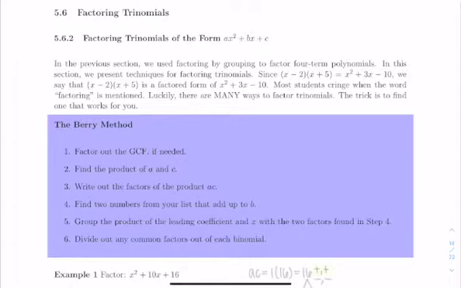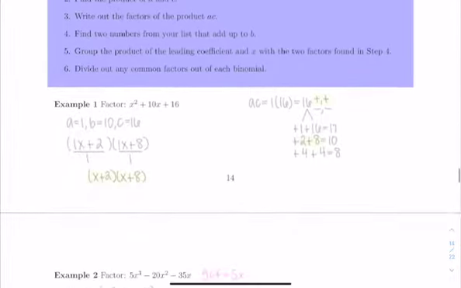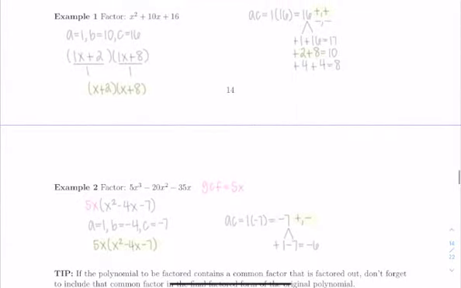So let's go ahead and try this out. We have x squared plus 10x plus 16. I'm going to write out A, B, and C to make it a little easier. But first we want to see, are there any greatest common factors that we can pull out? We can't pull out any variables because 16 doesn't have any. And the coefficients are 1, 10, and 16, so the greatest common factor is just 1, and we don't need to pull that out. So my A is 1, my B is 10, and my C is 16.